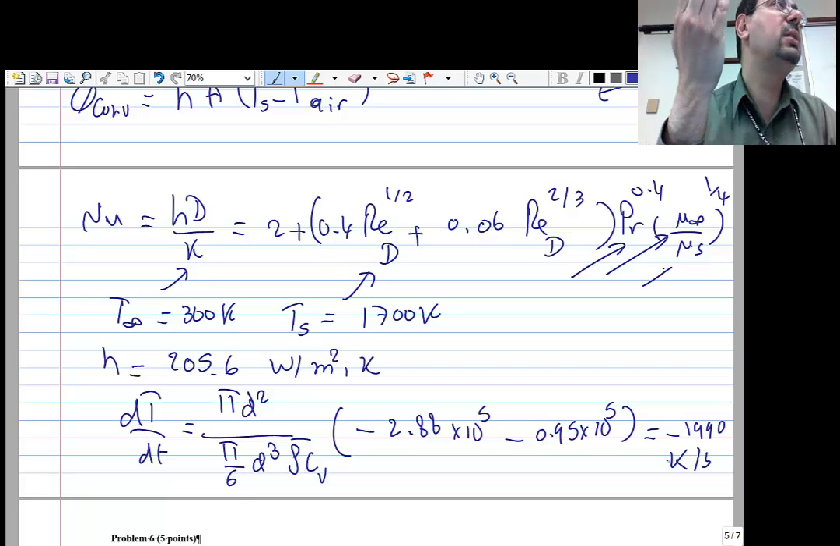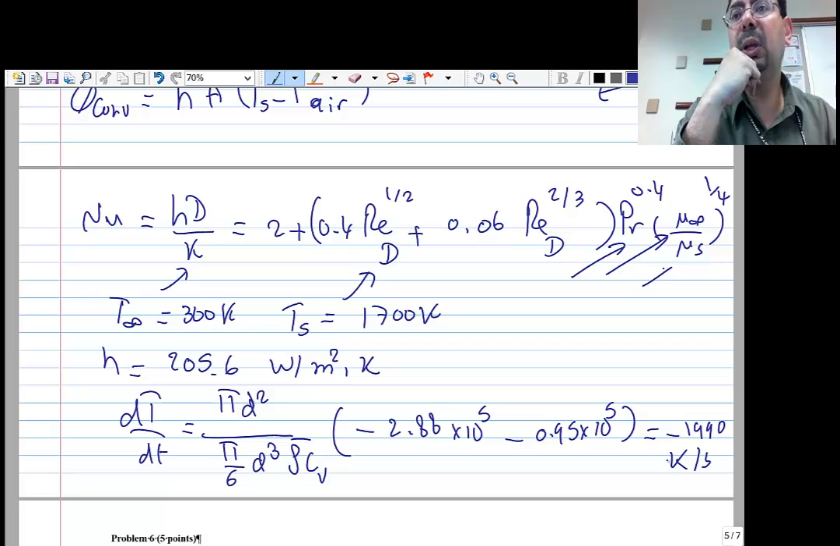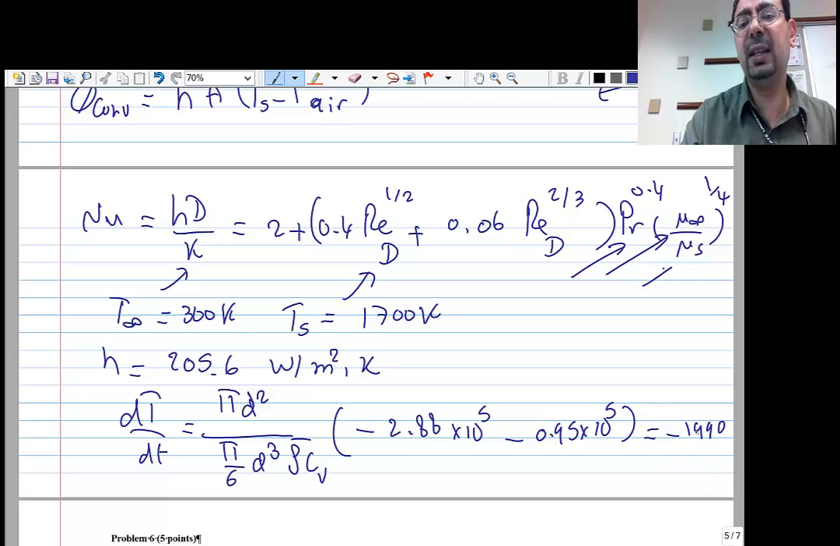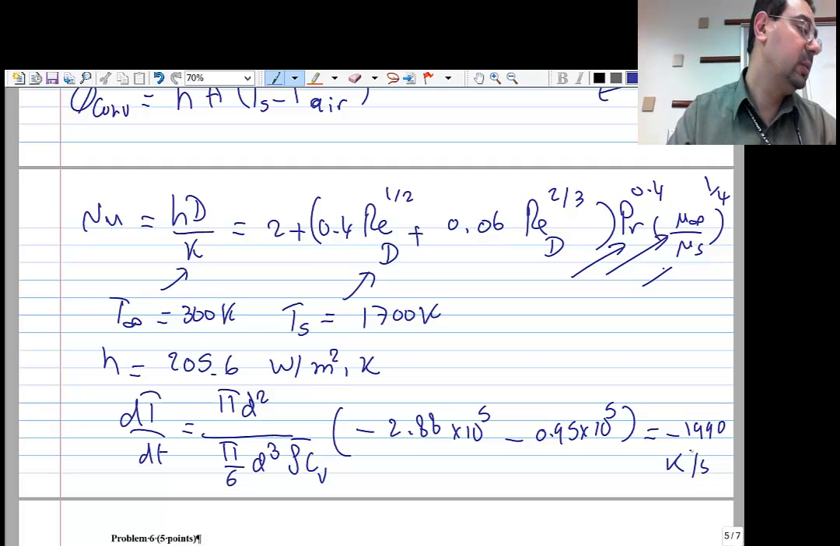So every second it drops almost 2,000 degrees. In less than 2 seconds it would be pretty cool. Starting at 1700 Kelvin, it will not take even a second for it to solidify. Alright? Question?